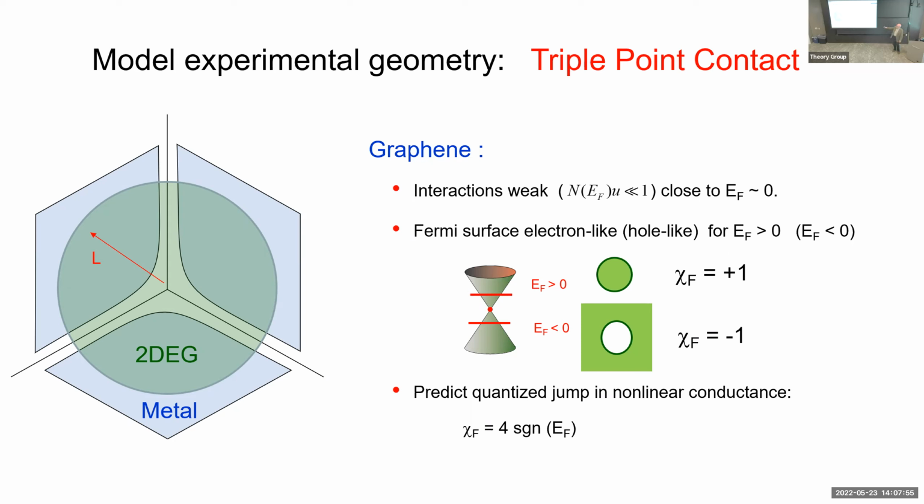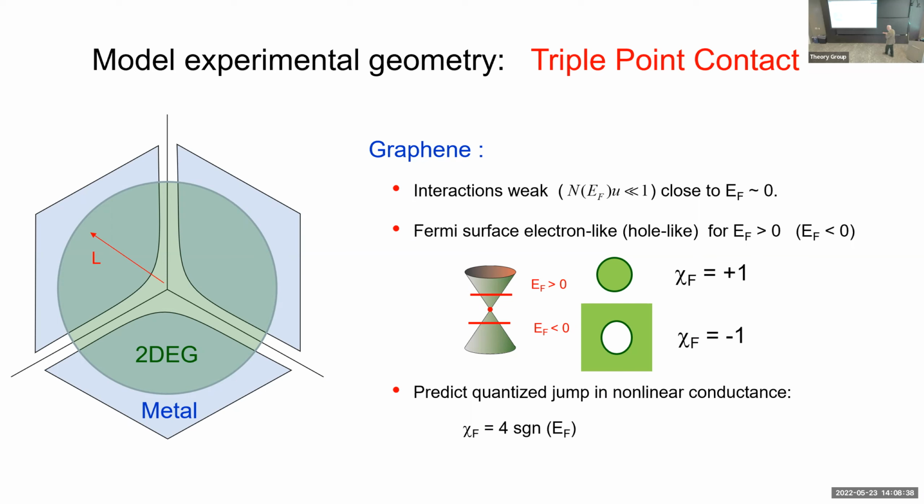And if you tune from above the Dirac point to below the Dirac point, the Fermi surface goes from being electron-like to hole-like. So the Euler characteristic changes. And so if you can get into the appropriate frequency regime, then we predict that there should be this quantized jump in the nonlinear conductance. Okay, and so I think this is a challenge. There are many experimental challenges that would have to be overcome to be able to do this, but maybe there's some motivation to try.